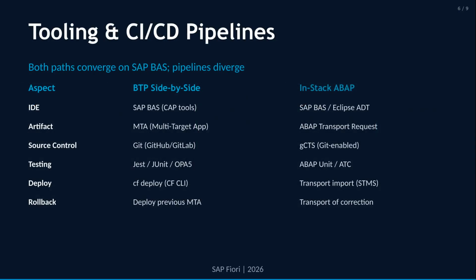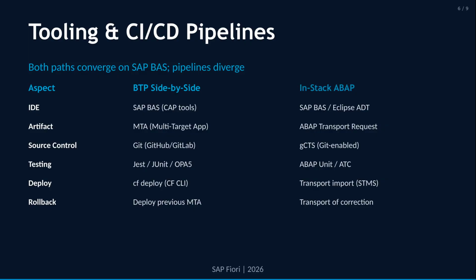those services. Both paths converge on SAP Business Application Studio, known as BAS, as the development environment. BAS supports CAP Node.js and Java development with built-in project generators, service modeling tools, and preview capabilities. It also supports ABAP development through the ABAP environment extension, giving you Eclipse ADT-like functionality in a browser.